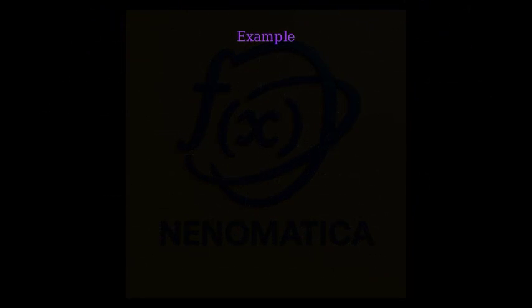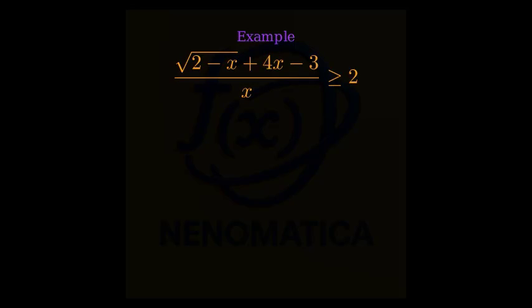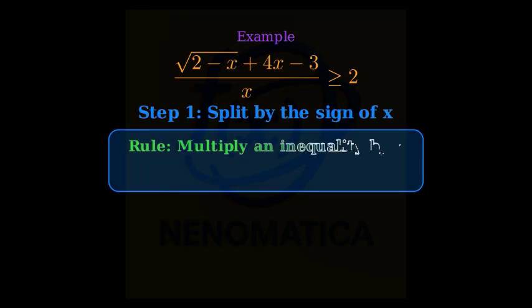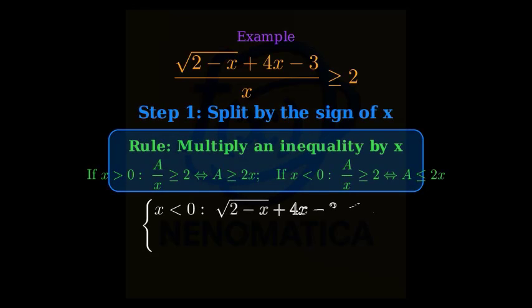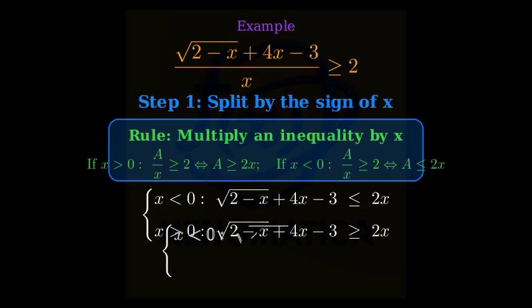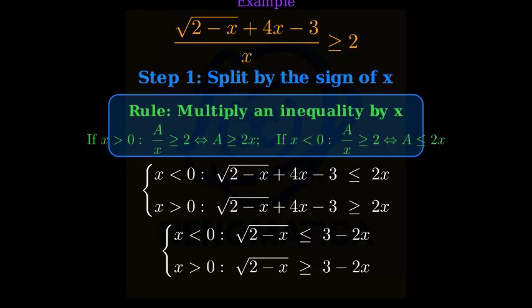Example, we will solve the inequality exactly following the structure shown on screen. Problem statement, solve the inequality. The square root of 2 minus x plus 4x minus 3 all over x is greater than or equal to 2. Step 1. Rearrange the inequality to isolate the square root term after multiplying by x, but remember we must split by the sign of x. In both cases, move the linear terms to the right.